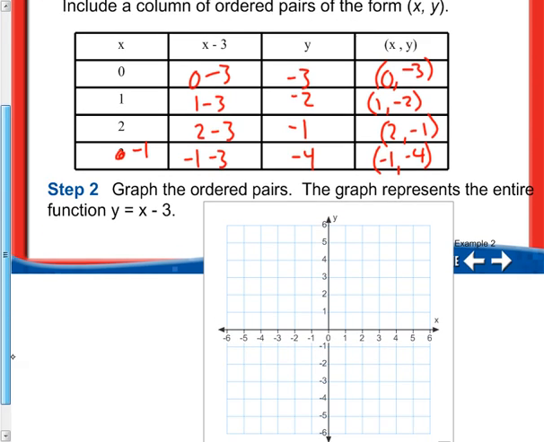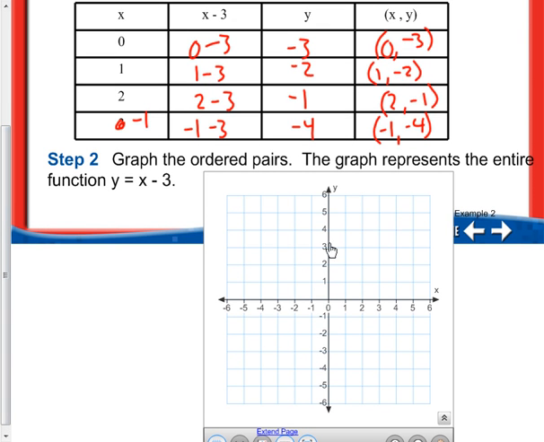So now we're going to graph all the ordered pairs. We have 0, negative 3, which is right down here. We have 1, negative 2. We have 2, negative 1. And then here we did negative 1, negative 4. So we're actually going to go here and down, which is over there. So now we did get a value on this left-hand side, which is good. I'd kind of like to see that.